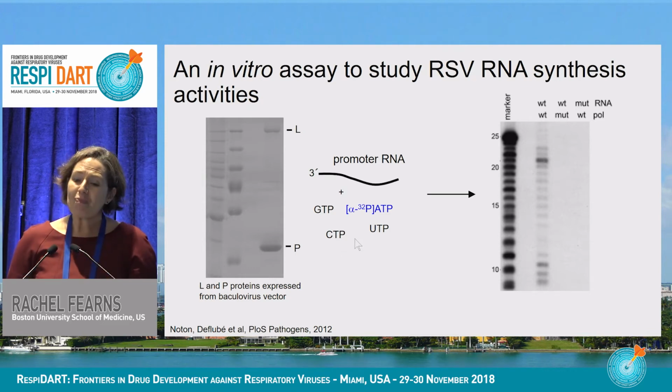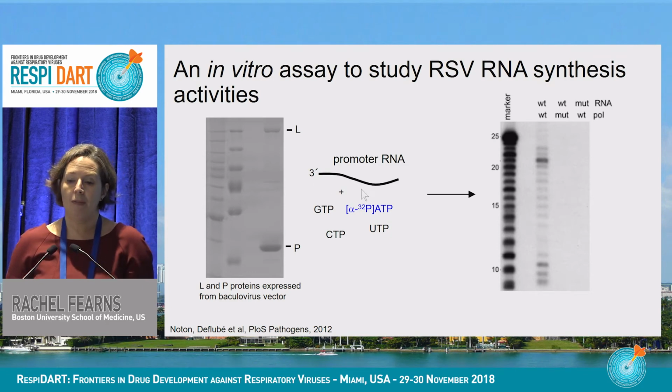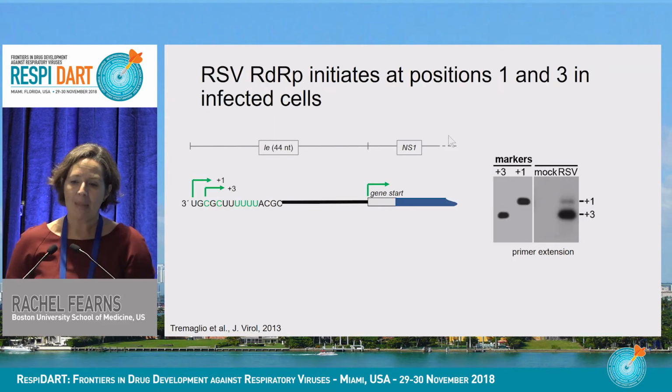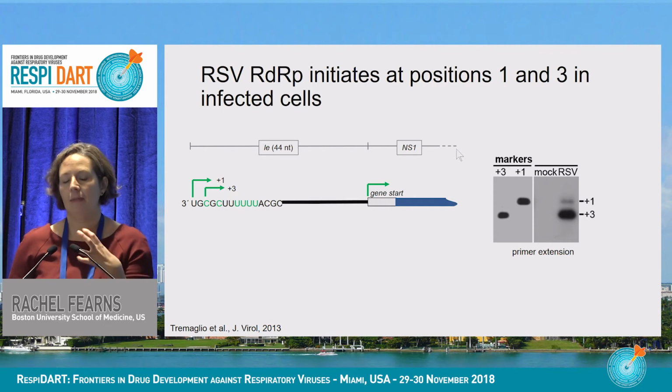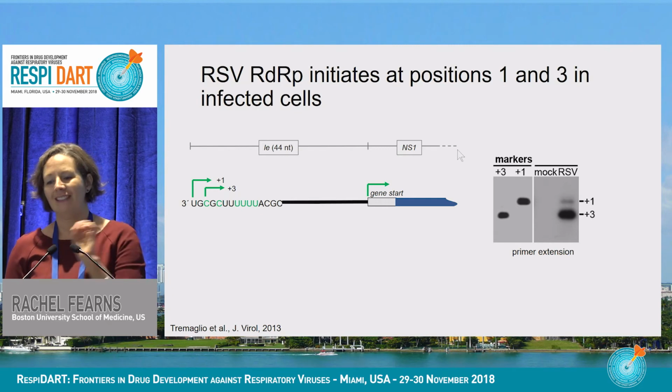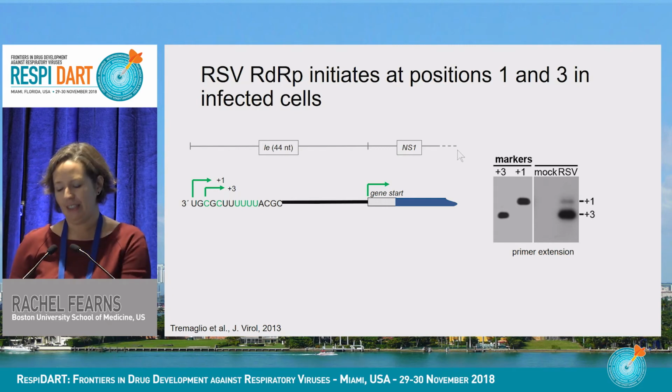And then we can take that and incubate it with a promoter RNA, a short little promoter sequence, and radioactive NTP and other NTPs, and we'll get RNA synthesis products, as you can see here. And what we've done over the last few years since we developed that assay is to investigate polymerase activities using both cell-based assays, looking at virus, and then looking at this in vitro system.